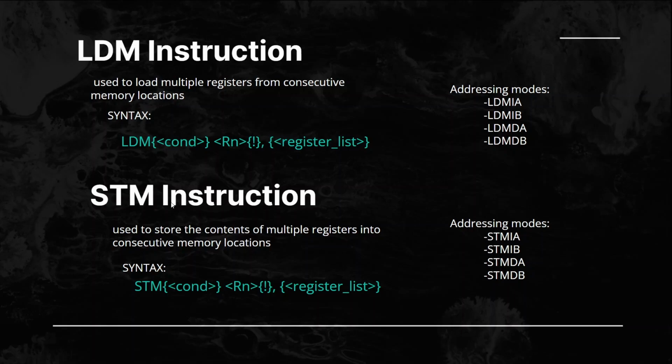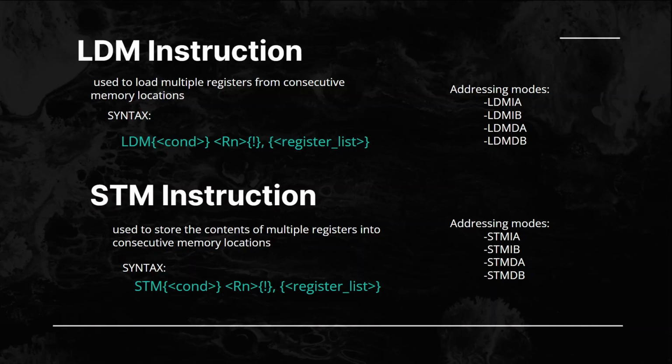Now let's start with the store multiple instruction. The store multiple instruction in ARM assembly is used to store the contents of multiple registers into consecutive memory locations. This instruction is useful for saving the state of registers to the stack or any other contiguous memory block.